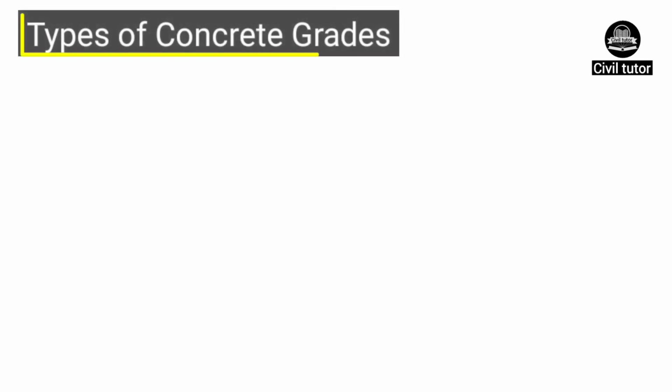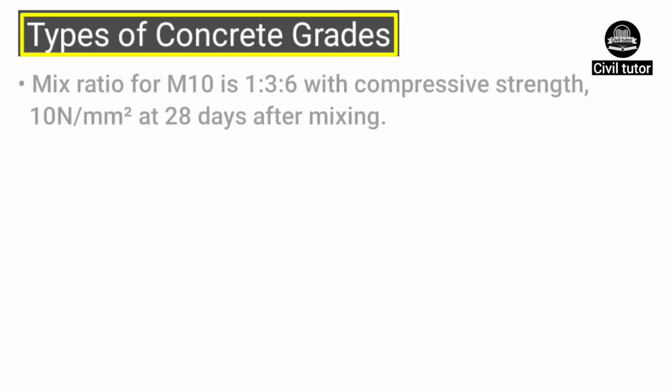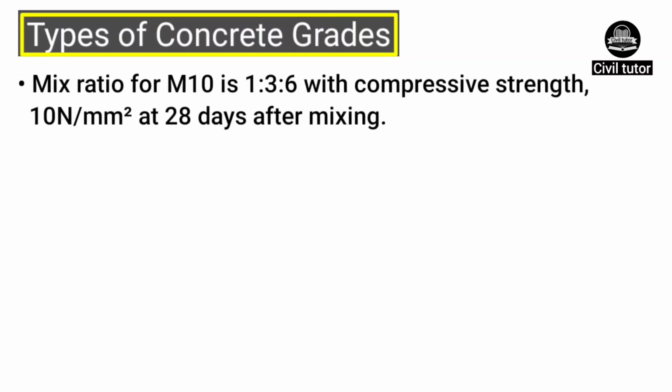Let's discuss the various types of concrete grades and their ratio. The M10 grade of concrete includes a mix ratio of 1:3:6, in which 1 part of cement is mixed with 3 parts of fine aggregates or sand and 6 parts of coarse aggregate with adequate quantity of water, having a compressive strength of 10 Newton per mm square at 28 days after mixing.